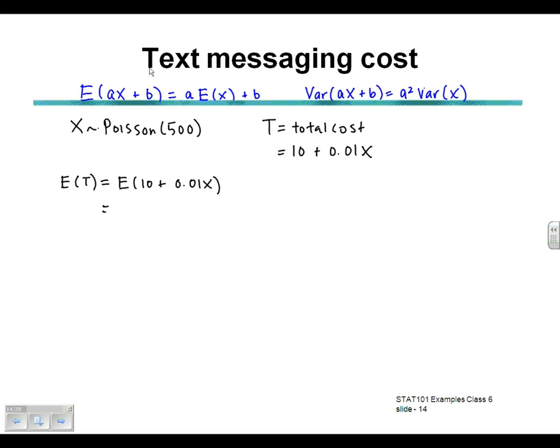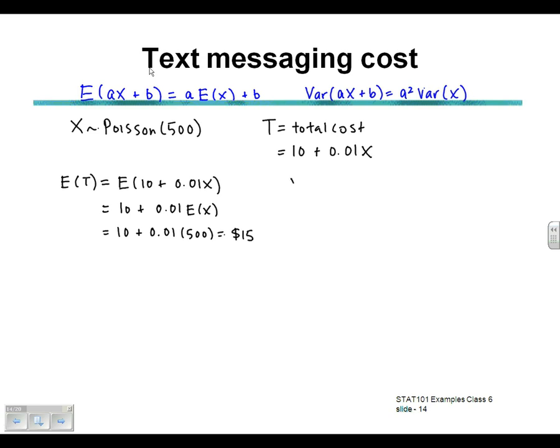for verification and reference. So here we're going to write the expected value of the total T is equal to 10 plus 0.01 times the expected value of X. And that's making use of that formula there at the top. So that's equal to 10 plus 0.01 times 500. And that comes out at a total bill of $15.